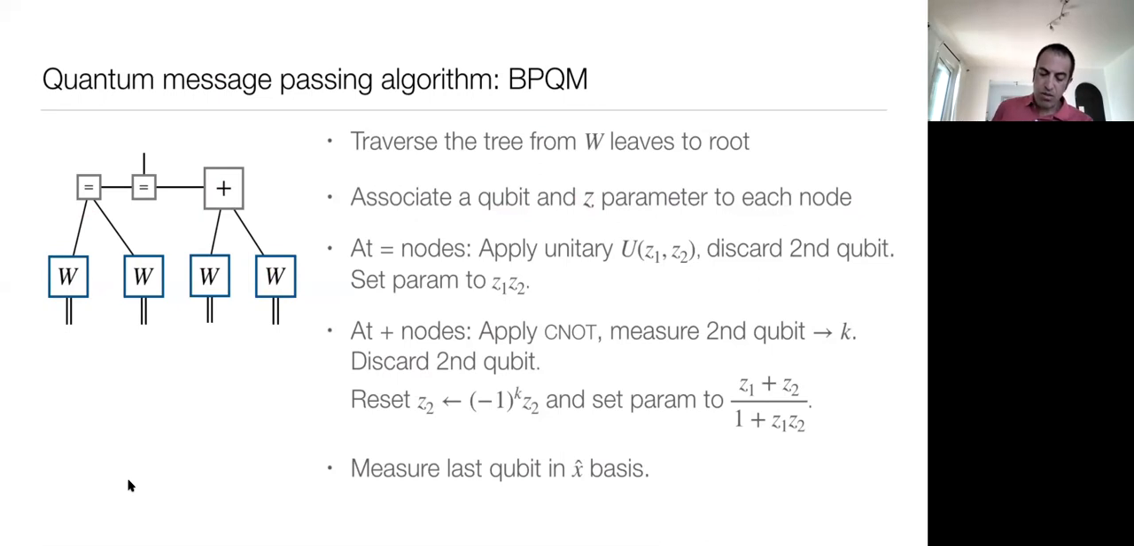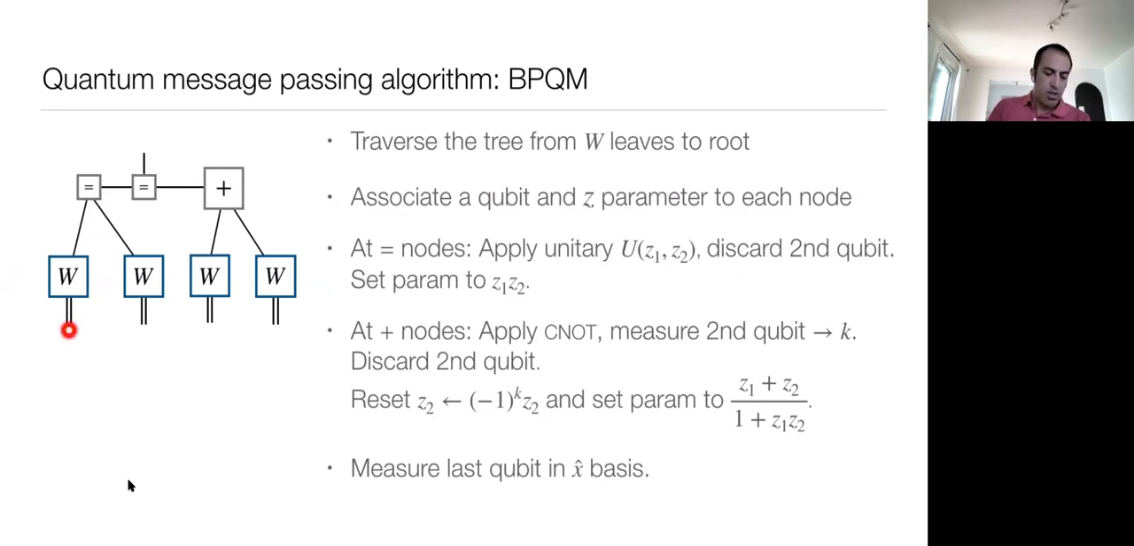Okay, so what we're going to do is at the equality nodes, we are going to apply a certain unitary. I slightly lied there about just giving you the algorithm. I'm not going to say exactly what the unitary is until later, when it's obvious what it should be. But there's going to be some specific unitary that we apply to the two qubits we're looking at at this equality node here. From the point of view of the direction towards the root, it has two children or two leaves, and each one has a qubit associated with it.